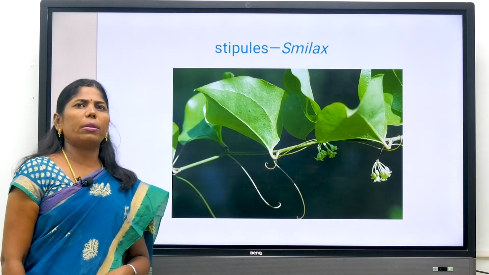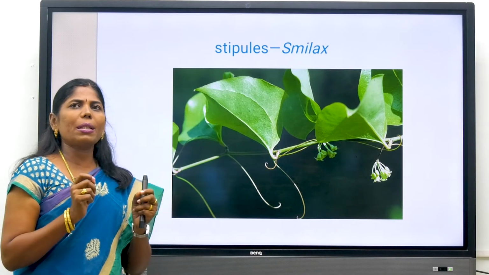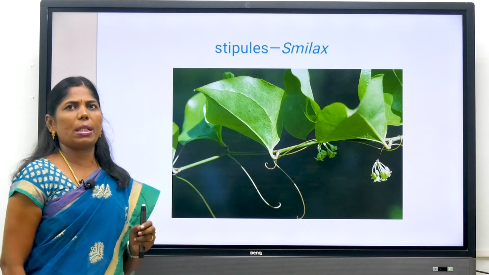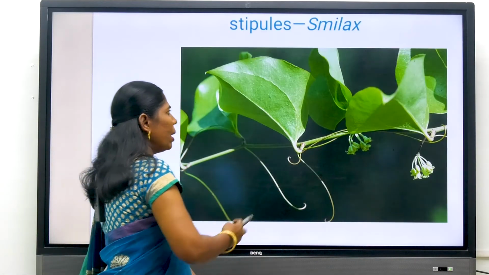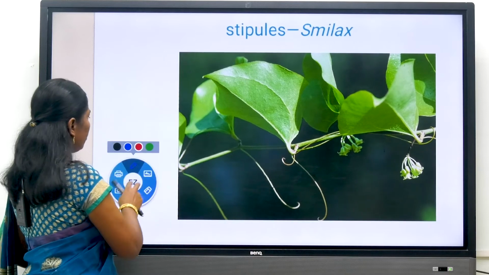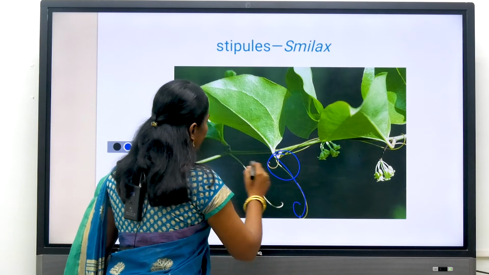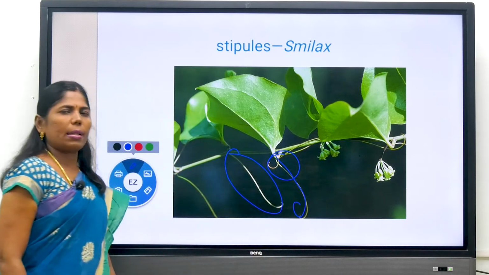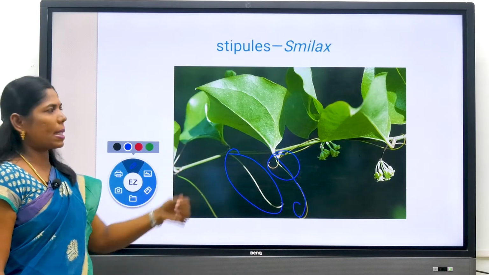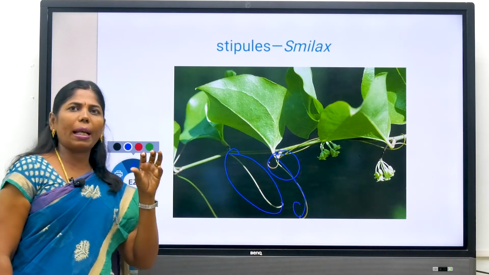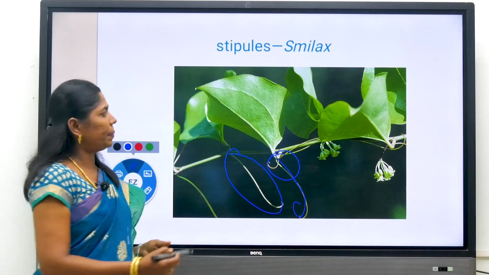Next is stipules. So, where are the stipules? Actually the stipules are extra outgrowths present on either side of the nodal region. Such stipules are modified into tendril-like structures, present at the base of the node. These regions are all tendrils. The stipules are modified into tendrils in Smilax. All the tendrils are used for climbing neighboring plants because their stem is very weak.